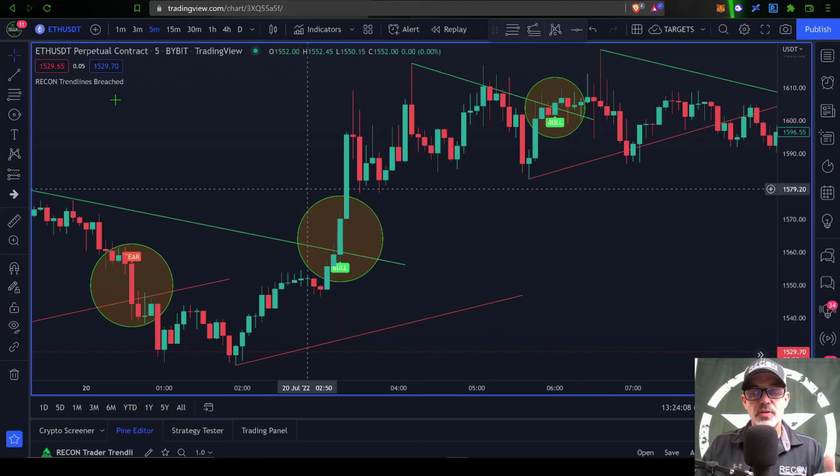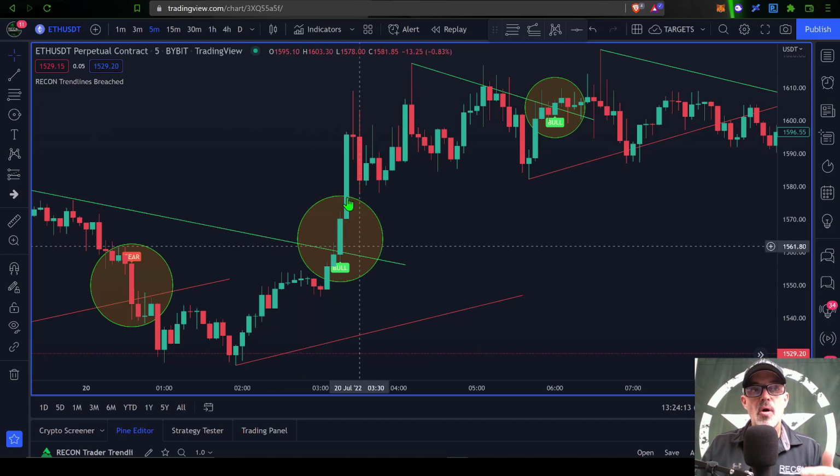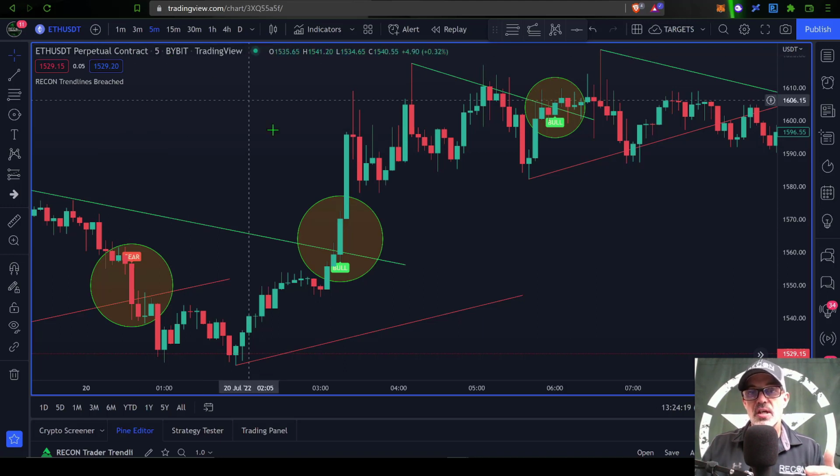Let's do a deeper dive on this indicator and how I'm utilizing it to scalp on, for example, Ethereum perpetual contracts, 5-minute chart over on the Bybit exchange. And so far, from some of my back testing, it looks like it has a win rate of around 80%. And that is with the default settings.